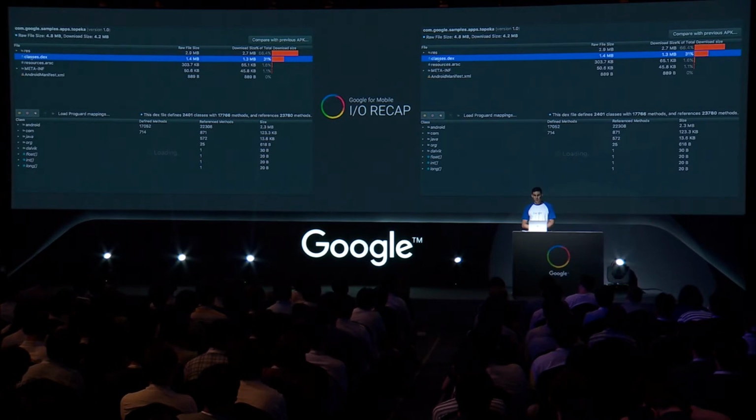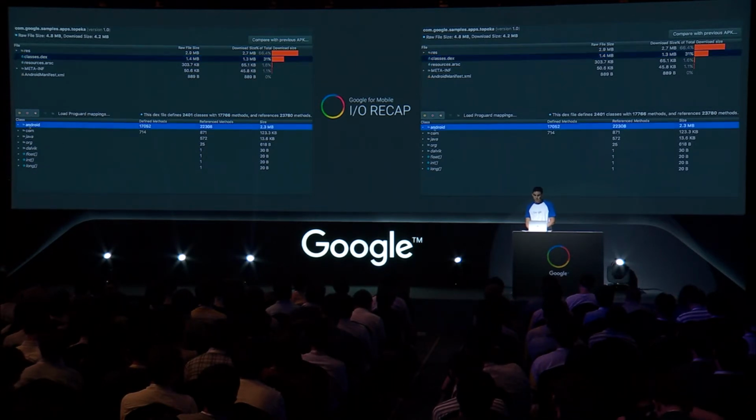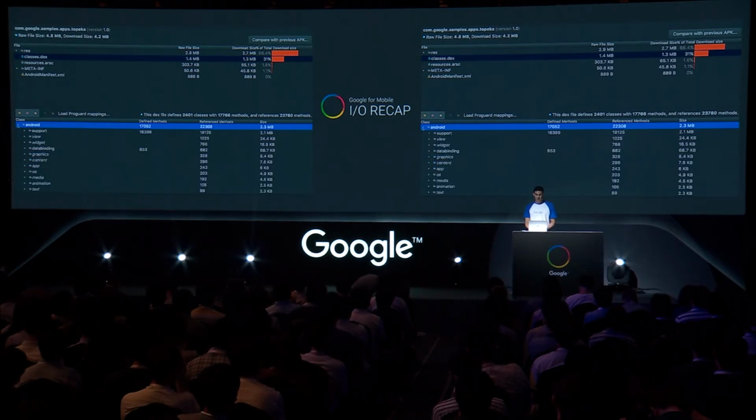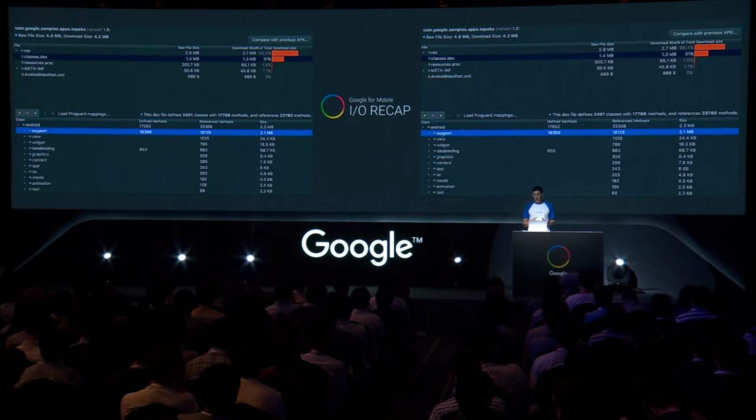Now below that, we have our classes.dex file, so this is our dex bytecode. Clicking on this file populates this bottom pane here, and lets us see which packages and classes in our dex file are using the most methods and the most space. Here we can see that the Android package, and if I drill into that, the support library is actually using up the majority of the space in our code.